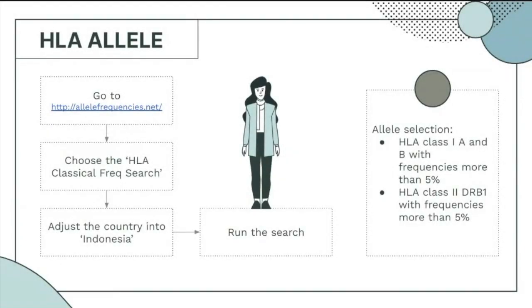Moving on, since we are specifically designing vaccines for the Indonesian population, HLA alleles that are predominant in Indonesia first need to be identified. We can achieve this by using the allelefrequencies.net tool, and by adjusting the country to Indonesia, we select HLA class 1 alleles, both A and B, as well as HLA class 2, only DRB1, with frequencies more than 5%.